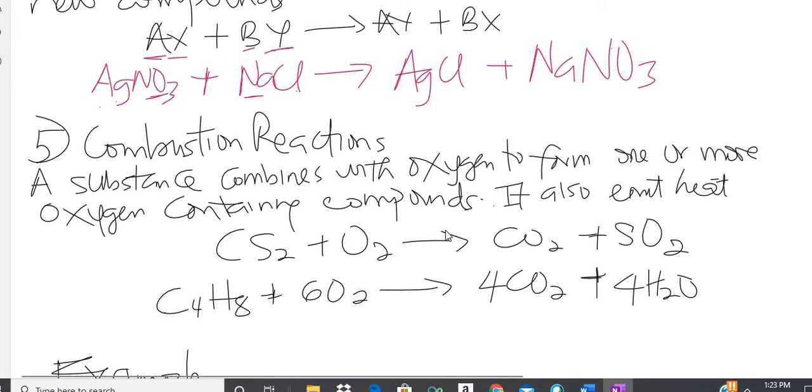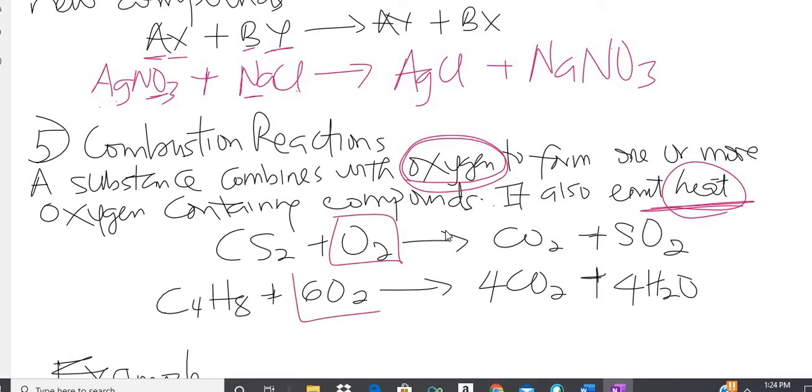We also have combustion reactions. In this case, a substance combines with oxygen. Oxygen is very important for a combustion reaction to take place. A substance combines with oxygen to form one or more oxygen-containing compounds. It also emits heat. Combustion reactions come with emission of heat. So these are two examples of combustion. We can see oxygen is present here and we have two or more products containing oxygen compounds.